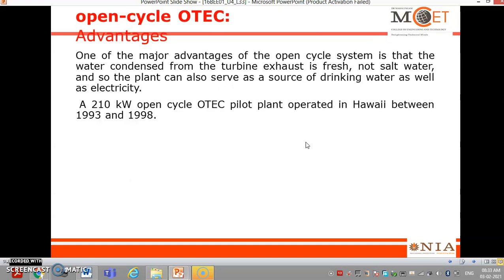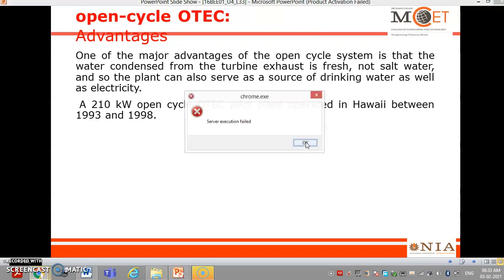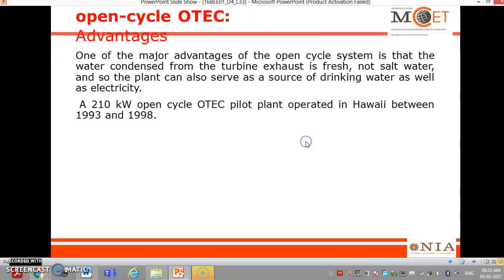So, advantages of open cycle ocean thermal energy conversion system. One of the major advantages of the open cycle system is that the water condensed from the turbine exhaust is fresh, not salt water, and so the plant can also serve as a source of drinking water as well as electricity. A 210 kilowatt open cycle ocean thermal energy conversion pilot plant operated in Hawaii between 1993 and 1998.